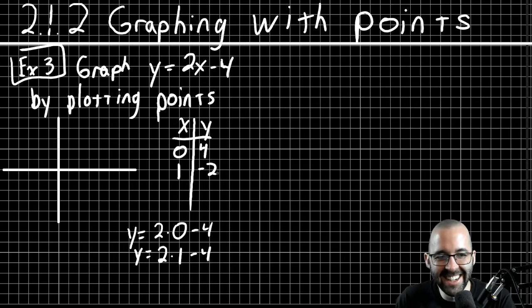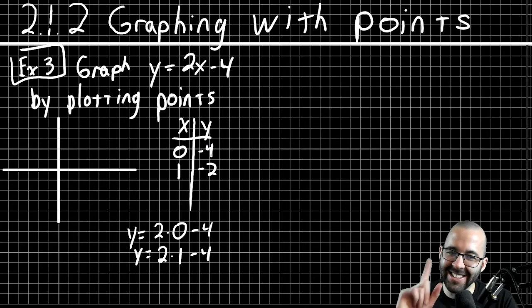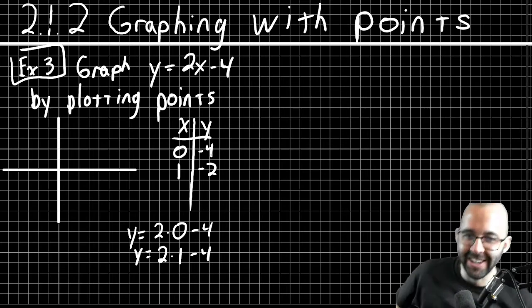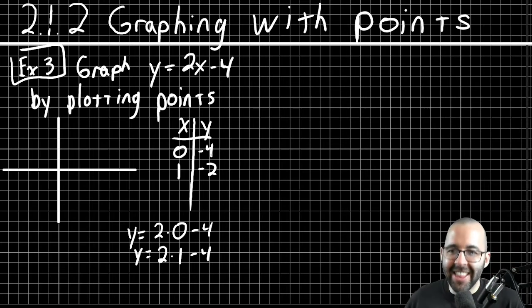Wait, hold on. There's a little something happened here. The first one should have been negative 4. I was like, this is looking a little weird. This makes a little bit more sense. Yeah. You don't need a math degree to figure out that that should be a negative 4, but apparently even with 1 it can be hard.